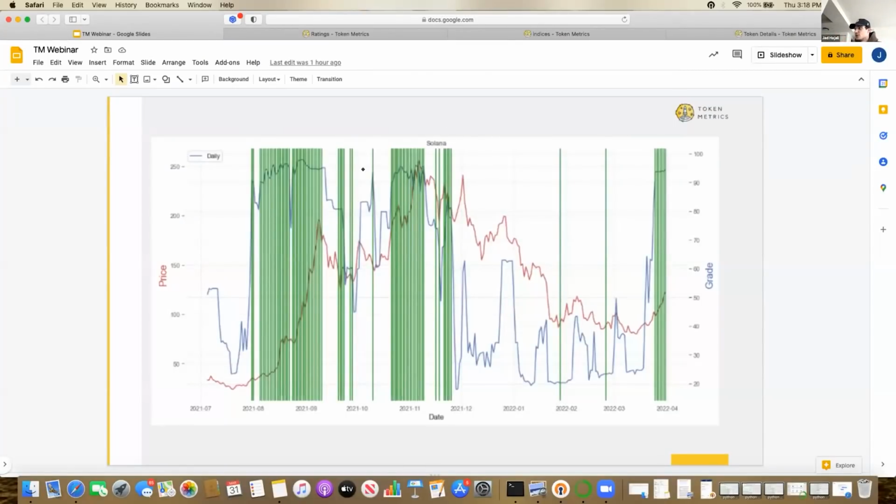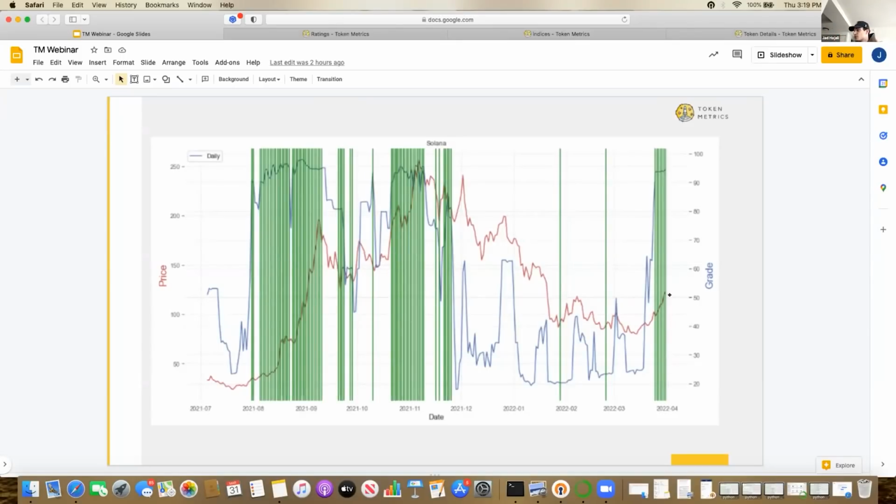So here is, again, Solana's price chart, price in red, TM grade in blue, and all these green lines are when this coin was part of the Token Metrics Indices, when our portfolios said, okay, let me buy Solana. As you can see, the entire early run-up of Solana from around $30 all the way up to around $180, this coin was being picked by our portfolios every day. So we held it from $30 all the way to $180, and sold it at $180. That shows how the portfolios are able to pick winning coins based on TM grade.